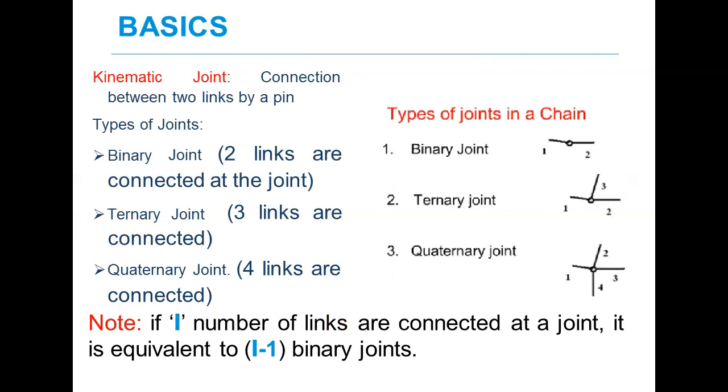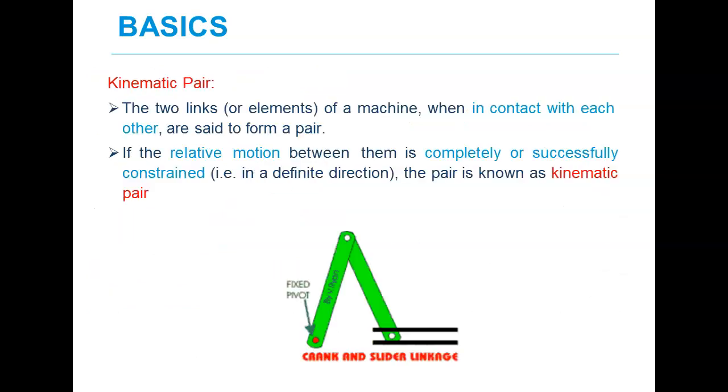These are the types of joints which we use to find out how many joints are present in that mechanism. For that we are using the concept of the kinematic pair. A kinematic pair is a combination of two different elements which transfer the motion. Here the terms mentioned are completely constrained, successfully constrained and partially constrained, where constrained means it can transfer only in a definite motion. It cannot make a random motion. That is what you call the constraint.